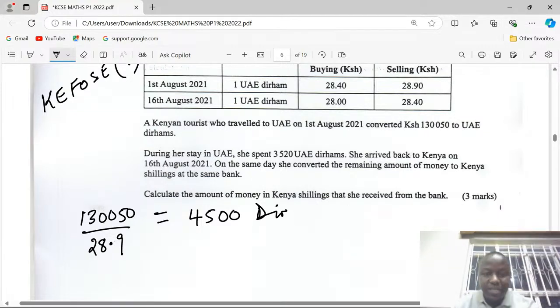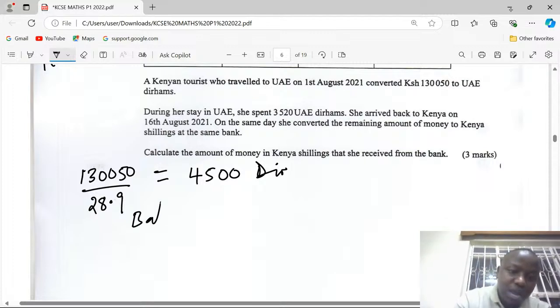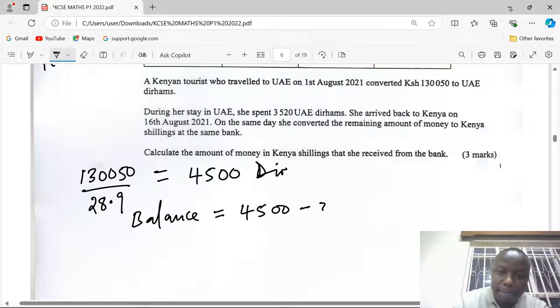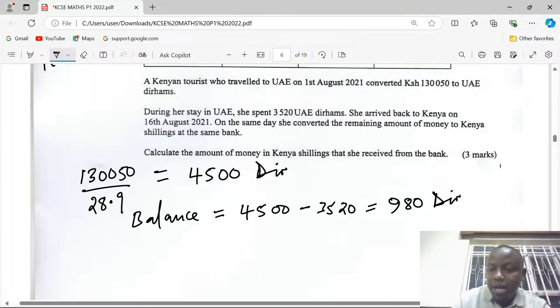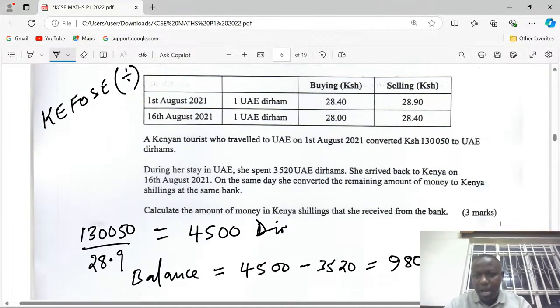Now, if this is what she buys, then she goes to UAE and spends something. Let's check the balance she'll come with. The balance she'll be coming with is going to be 980 dirhams. But this time round, she's coming to Kenya, her country. So she has to convert back the currency to Kenyan shillings. Which means now, because she wants Kenyan money, she will sell the dirhams she's having.